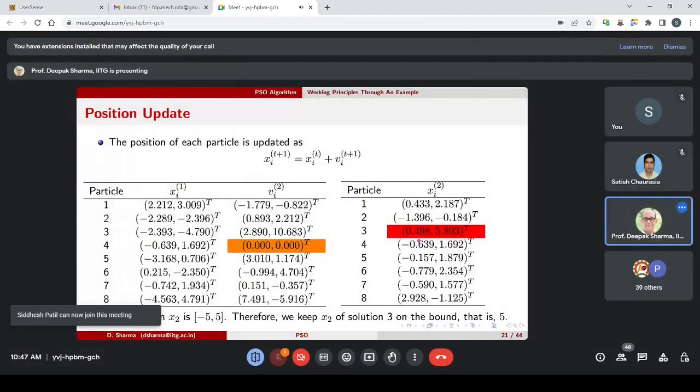Now, the second observation: if I look at the particle positions in generation number 2, the second component of particle 3, which is 5.89, is beyond the allowed range as per the question. We can only have positions between -5 and 5. So whenever this happens, x2 should lie between -5 and 5, and we will keep x2 of solution 3 on the bound. This means we will change this value from 5.89 and, since it is more than the upper bound, we will keep it on the upper bound, which is 5.